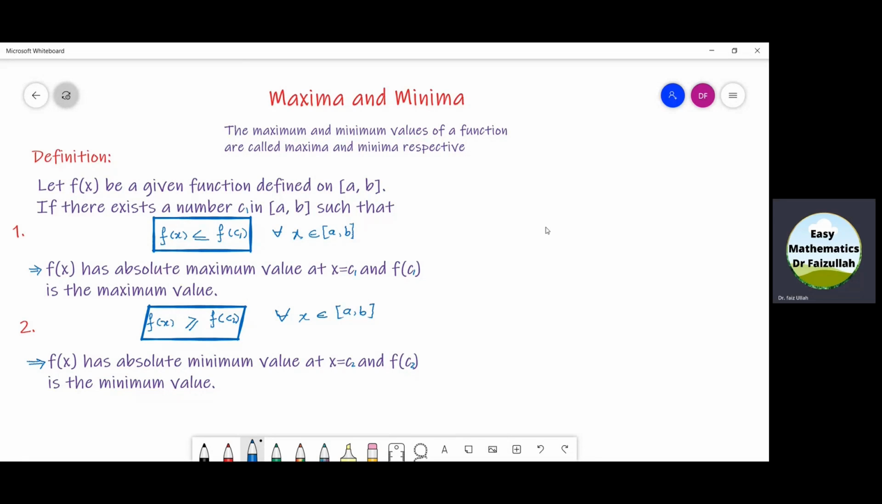In this lecture, we shall study the concept of maxima and minima. The greatest value or the maximum value of a function is called maxima, and the smallest value or the minimum value of a function is called minima.